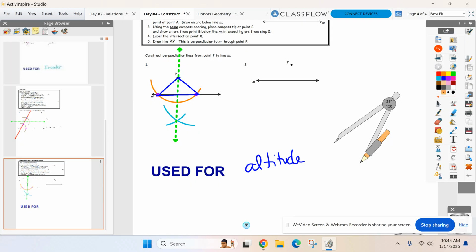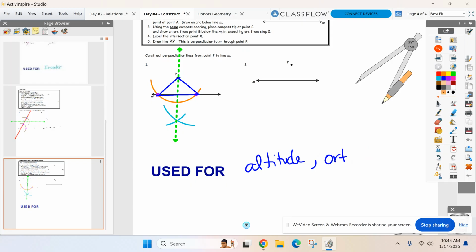Oh, whoa. One more, actually. If I can ask for altitude, I can ask for orthocenter, where all three of them intersect in a triangle. So there you go. A little narrowing it down. Last thing I just want to remind you, and also it's a reminder and a warning.